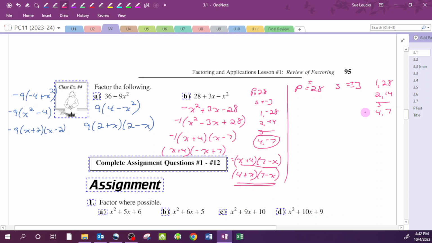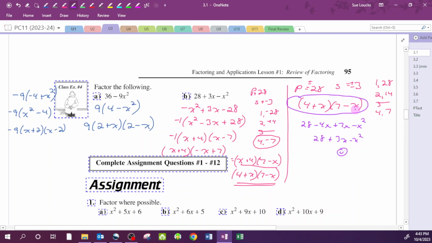So I'm just going to guess. Guess and check is a completely legitimate strategy for solving a problem. Guess is not. Guess and check is. So I'm just going to guess. I think this is going to be 4 plus x times 7 minus x. And then I'm going to FOIL to check it. So I get 28 minus 4x plus 7x minus x squared, which is 28 plus 3x minus x squared. Yay, that worked. So I'm going to circle my answer.